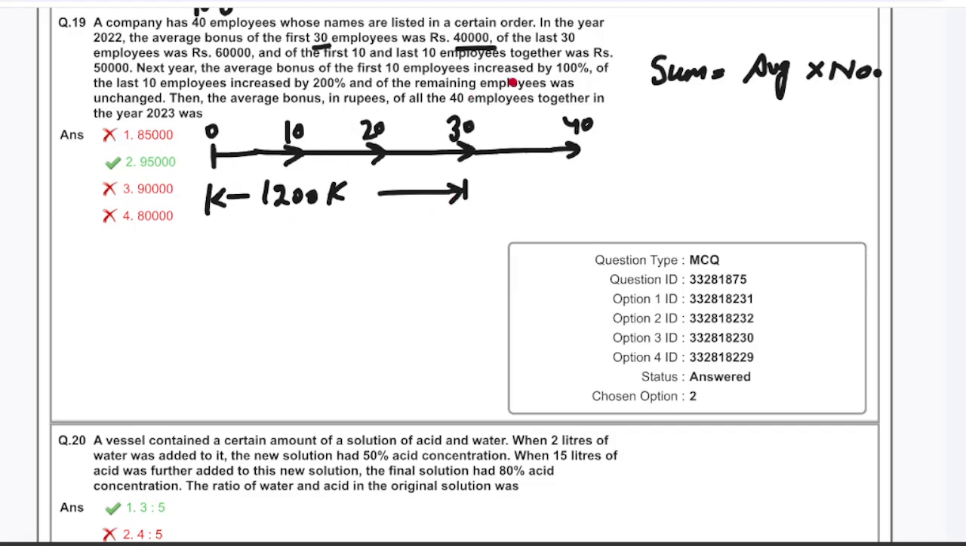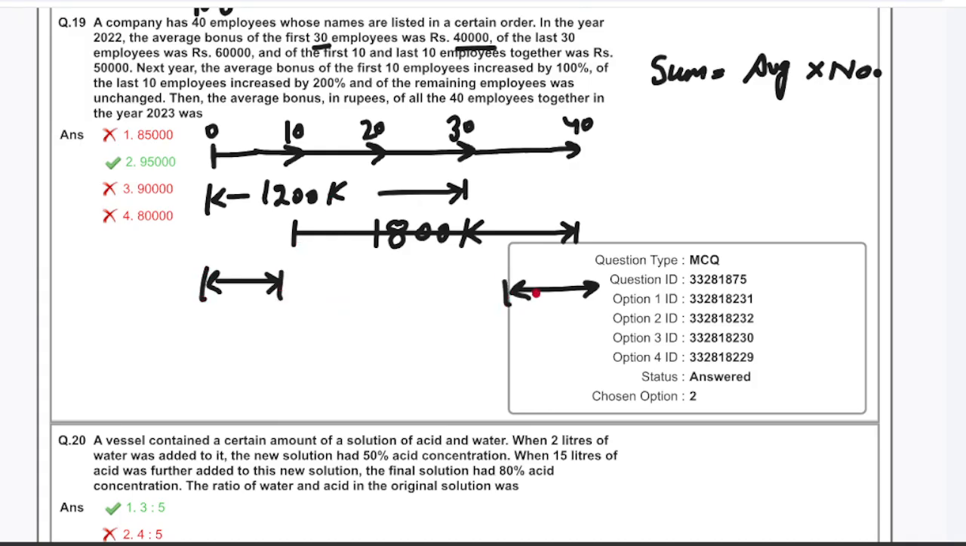Then we have the last 30 was 60,000. So 60 into 30, that is 1800k, and that is from last 30. So this is 1800k. And then for the first 10, these are the first 10, and for the last 10, these are the last 10. It's gonna stop here. The average was 50,000. So that become 1,000.